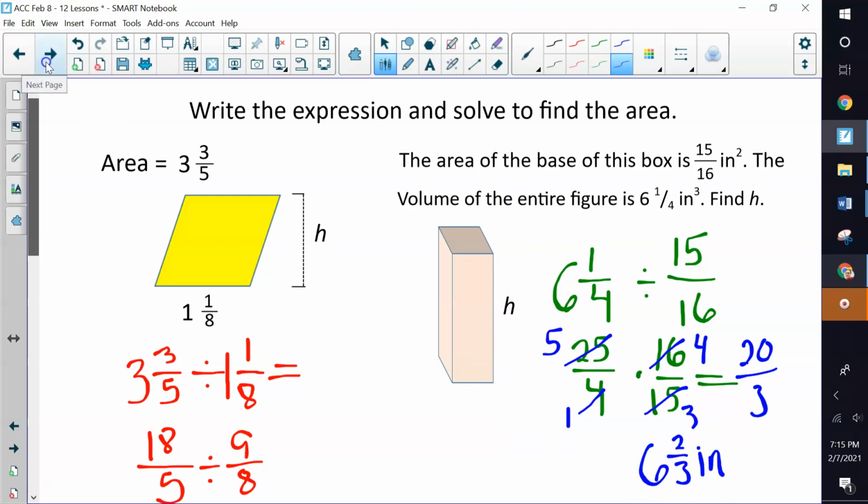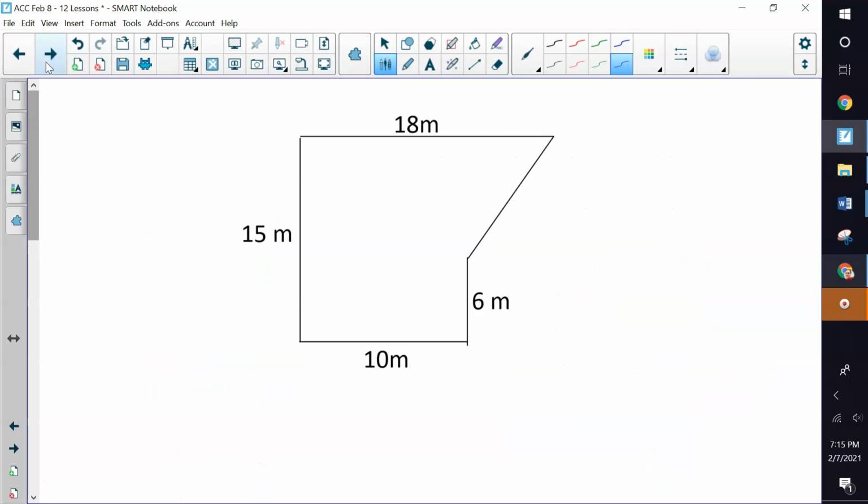All right, so here's another problem. I want you to examine this and find the area of this irregular figure. Hit pause, work it through, and if you get stuck, then unpause, and I will show you a hint. So go ahead and pause.